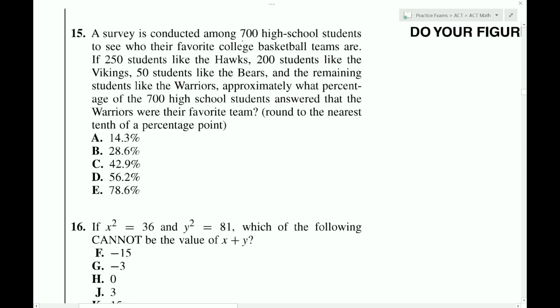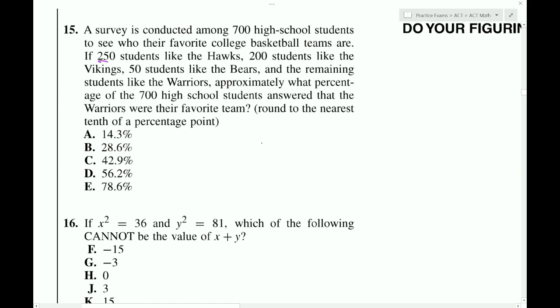A survey is conducted among 700 high school students to see who their favorite college basketball teams are. If 250 students like the Hawks, okay, 200 students like the Vikings, 50 like the Bears, and the remaining like the Warriors, what is approximately the percentage that answered the Warriors? Okay, so we want the percentage that answered the Warriors. Percentage is always part over whole times 100, right? That's what a percentage is. And so we need the part and we need the whole, right? So the whole we know is 700 because that's the total number of students.